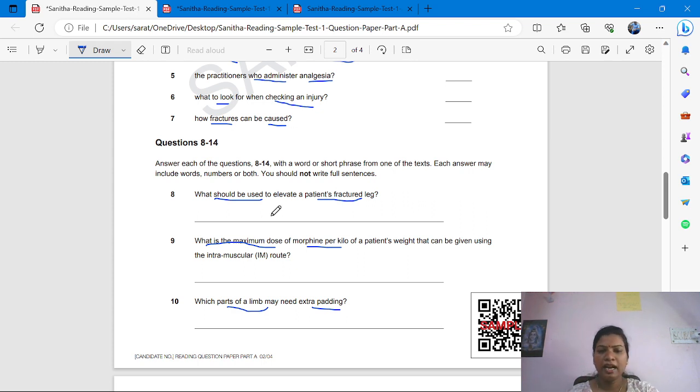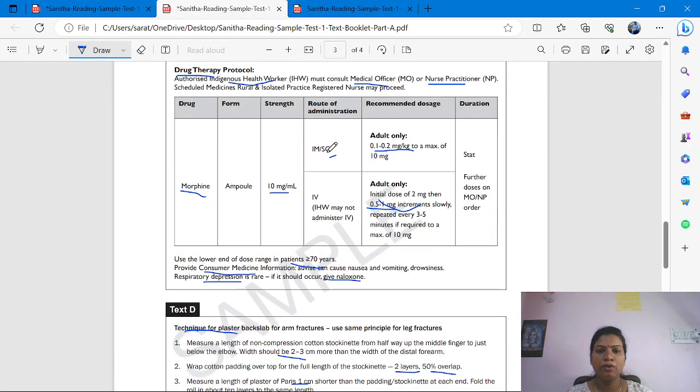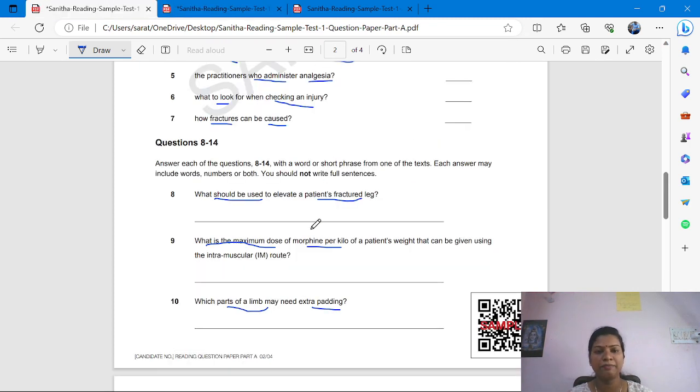Okay. Next question. What is the maximum dose? You have to give some stress. What is the maximum dose of morphine per kilo of a patient's weight that can be given using the intramuscular or IM route? They are saying about the medication, drug IM or subcutaneous, adult only, 0.1 to 0.2 mg. So minimum dose is 0.1, maximum dose is 0.2 mg per kg. The question is asking maximum dose of morphine per kilo.